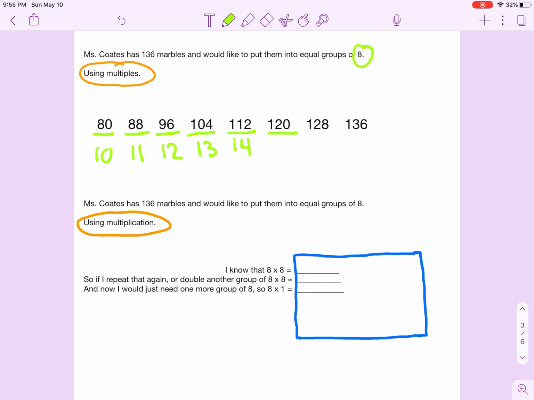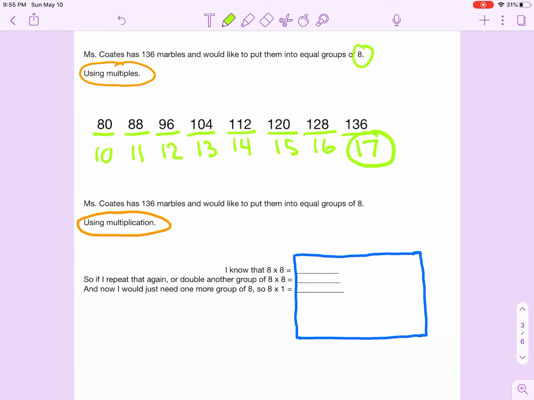112 would be my 14th multiple. 120 would be my 15th multiple. 128 would be my 16th multiple, and 136 would be my 17th multiple. So again, 17 would be my quotient, or my answer. 17 equal groups of 8 would fit into 136 if I was trying to divide out those marbles.